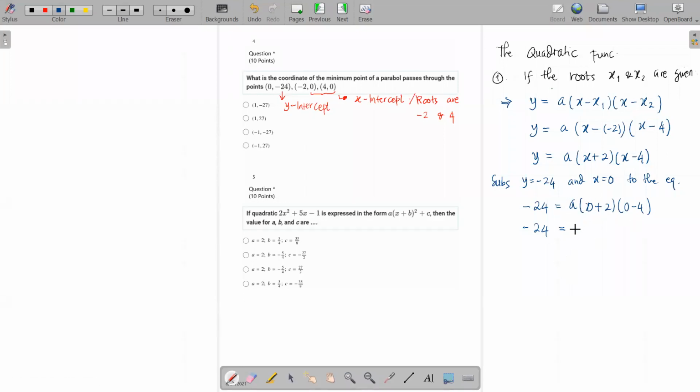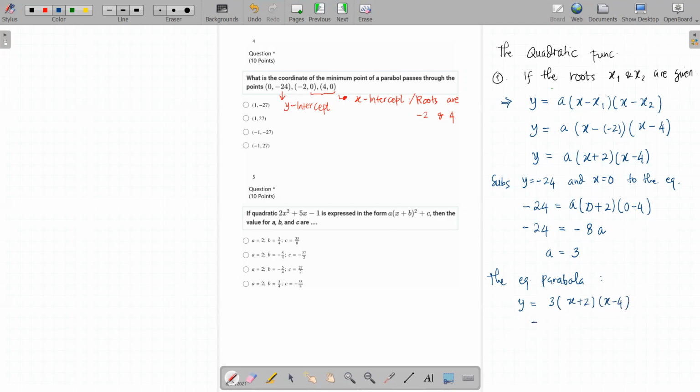Okay, so here we got -8a, and then we get a equals 3, because -24 over -8 is 3. So then the equation of the parabola becomes y equals 3 times (x + 2)(x - 4).